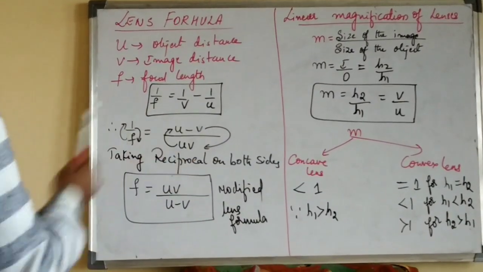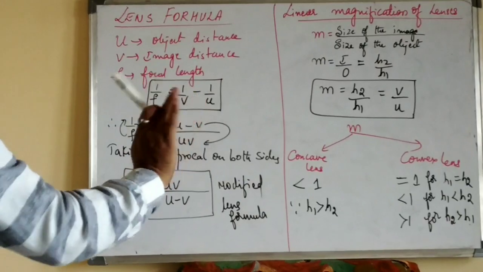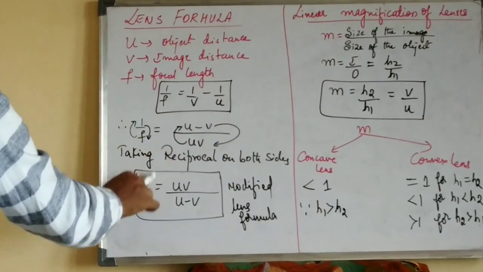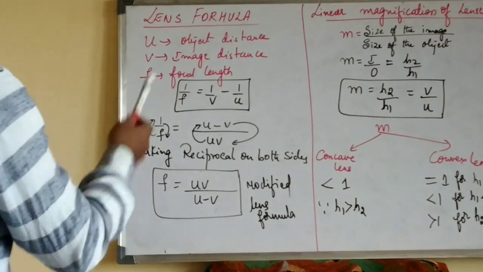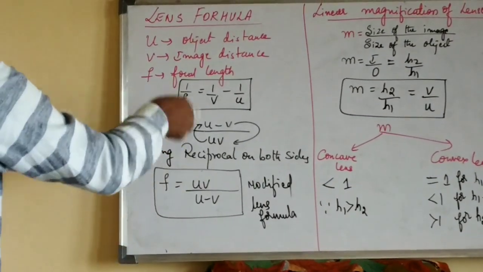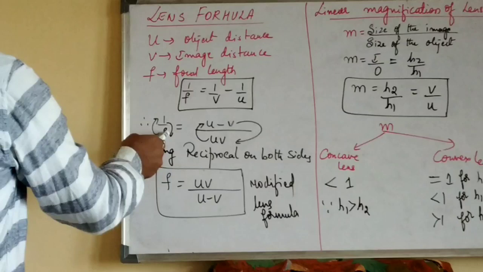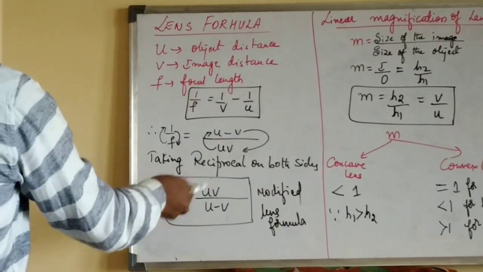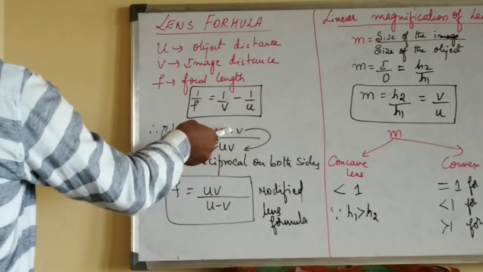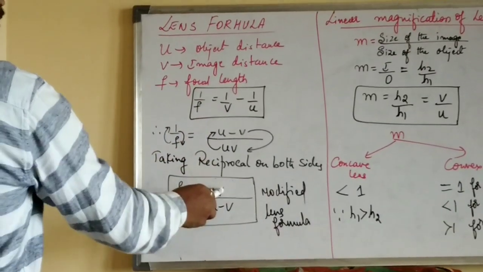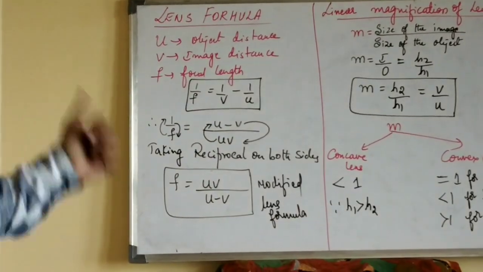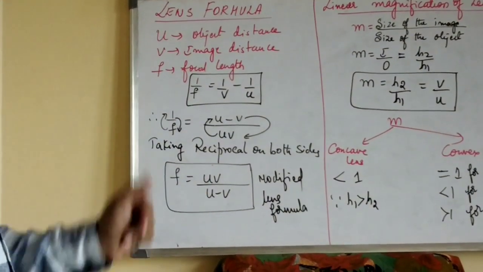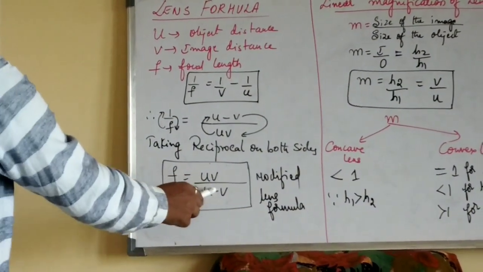Now take reciprocals on both sides. Why? Because we don't want reciprocals; we want the focal length straight away on the left hand side. So take the reciprocals. Now 1 by f, f will go to the numerator, f is equal to, and the numerator will come to the denominator, so uv by u minus v. In the mirror formula it was f is equal to uv by u plus v. Here it is uv by u minus v.